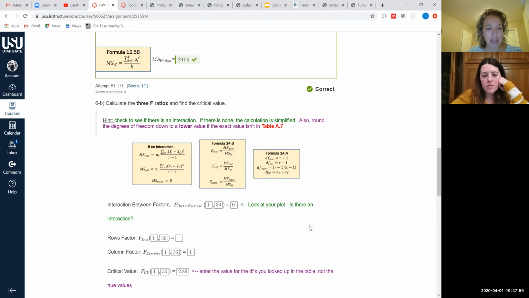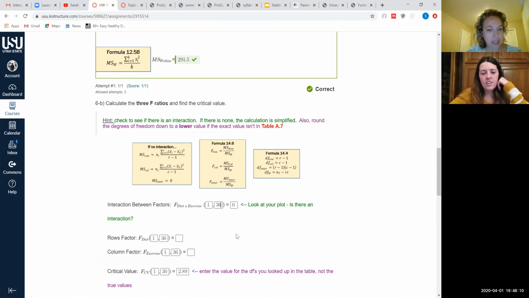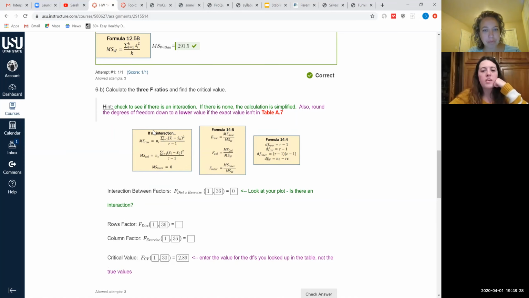And for the other ones, for the F statistics, they are all 1 in 36. I don't know if that's right. Yeah. So let me see. The critical value, you have to do 1 in 30. That's not what I've written here, but that doesn't mean that's not right. So it's the rows and column F statistics that we need to worry about. Correct? Yeah, I was just a little confused on what all of this means.